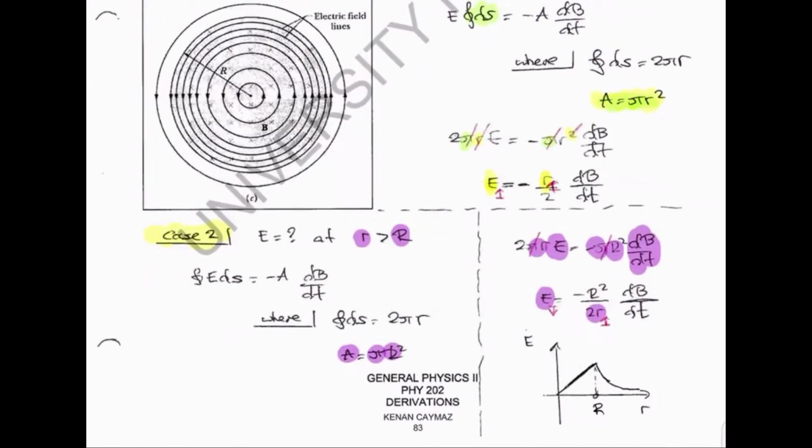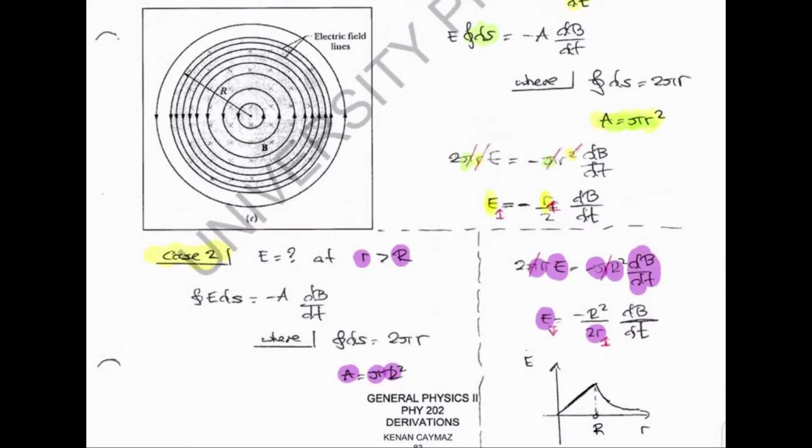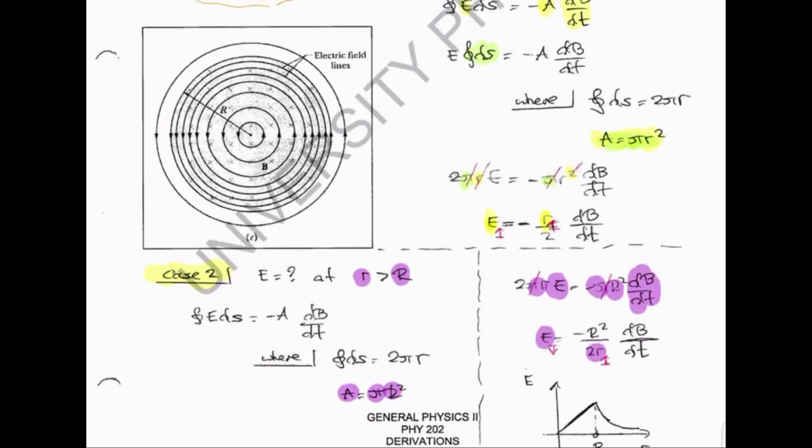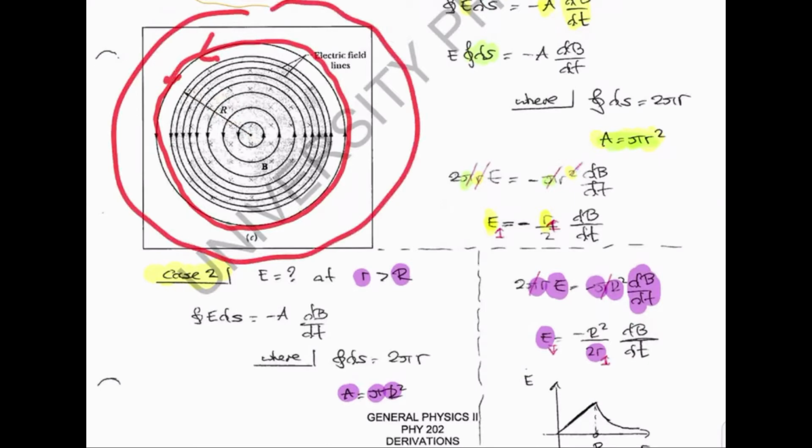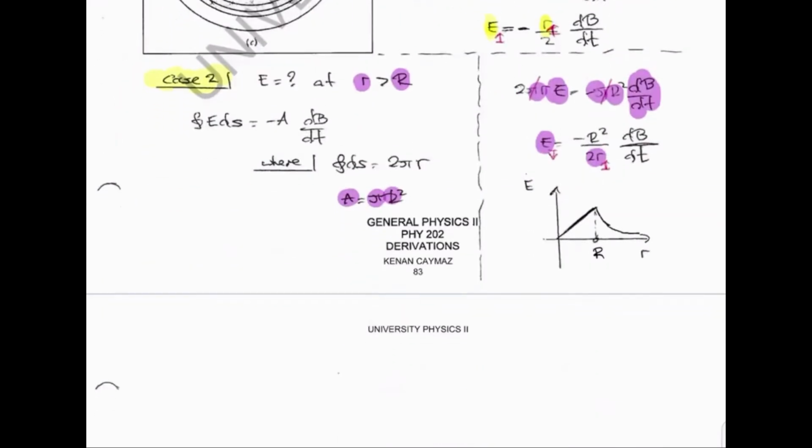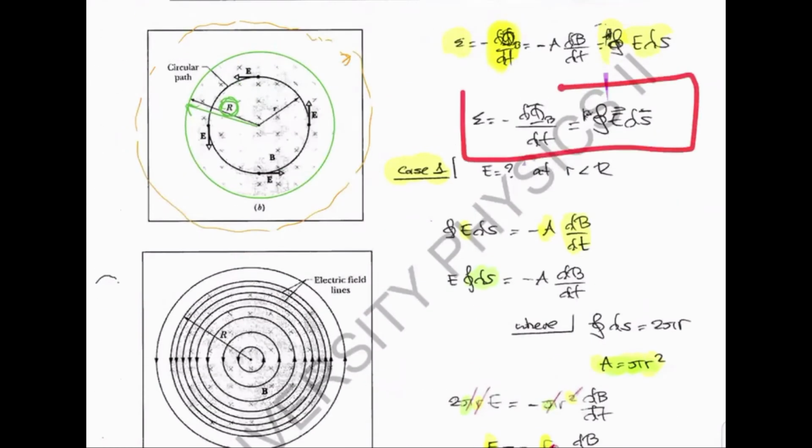Case number two is straightforward. Now we're interested in the strength of the electric field outside of that region, outside of the region of the change in flux. The flux is changing within this region, all the way up to the radius of the circle region. So the question is, what happens to the strength of the circulating electric field outside of this region? How does that vary?